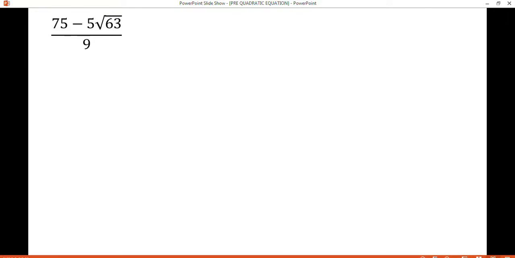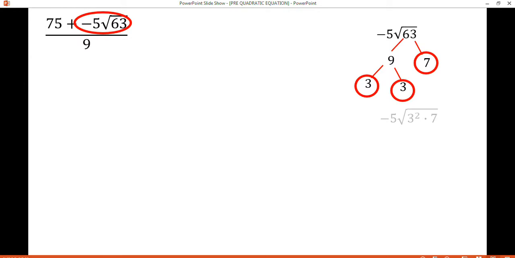Problem 1. 75 minus 5 square root 63 over 9. The first thing we need to do is make sure that we simplify negative 5 square root 63. I do this by making my factor tree of 63, which will give me negative 5 square root 3 squared times 7. The square root of 3 squared is 3, and I multiply that with negative 5, and I get negative 15 square root 7. I will replace negative 5 square root 63 with negative 15 square root 7.